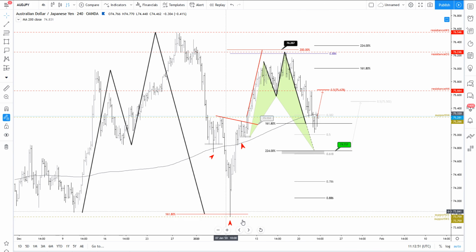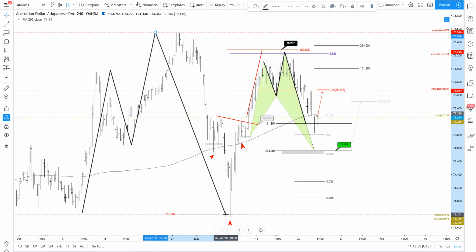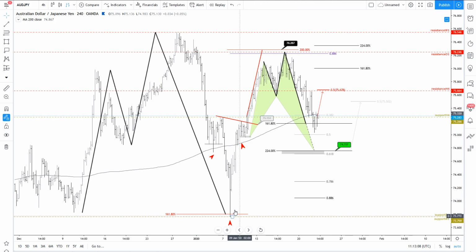Again, very similar to the dollar versus yen, which has printed that crab pattern. We have also the Australian dollar being pushed to, or extended to, the 168 extension. Obviously, this was during those external events with United States and Iran.